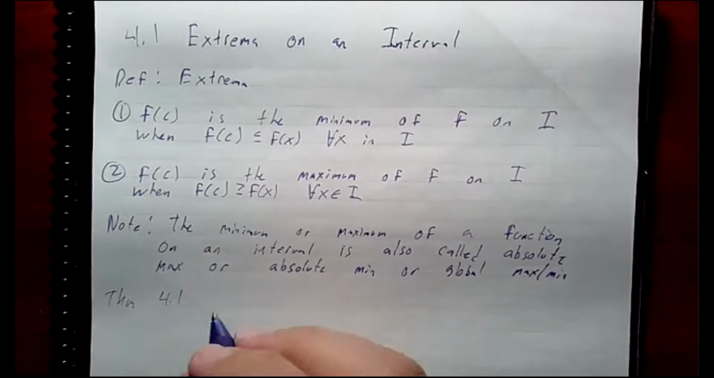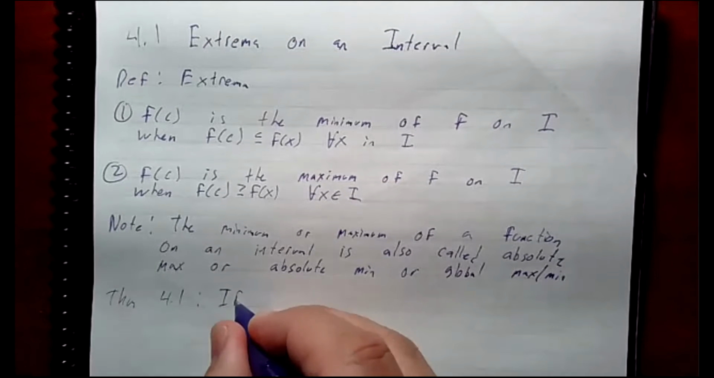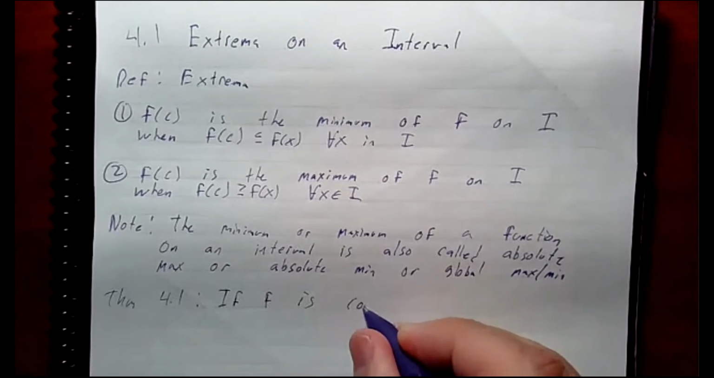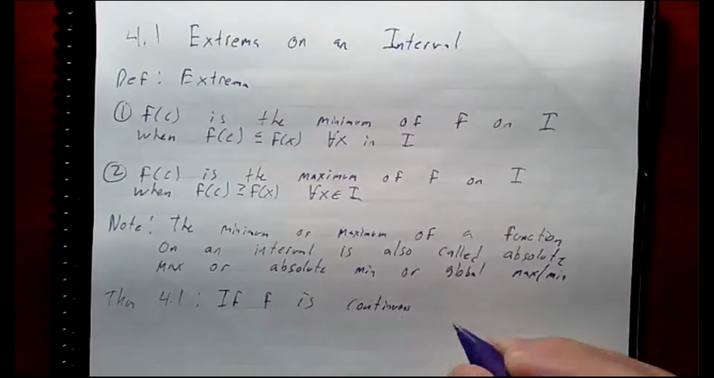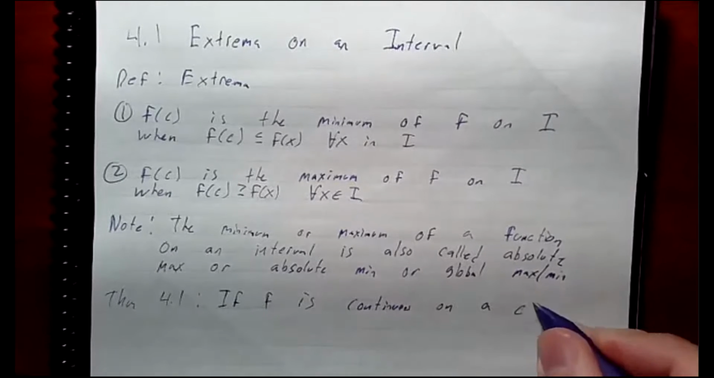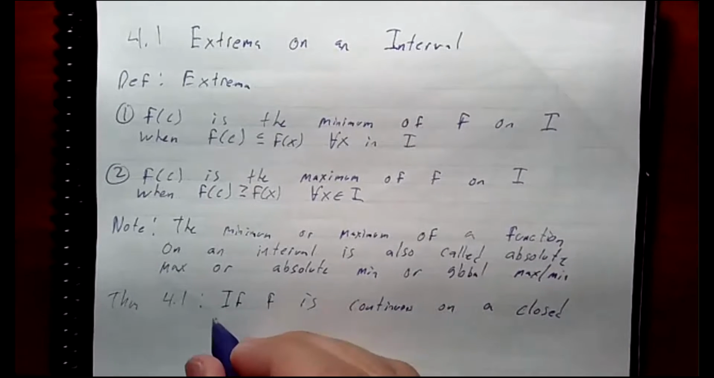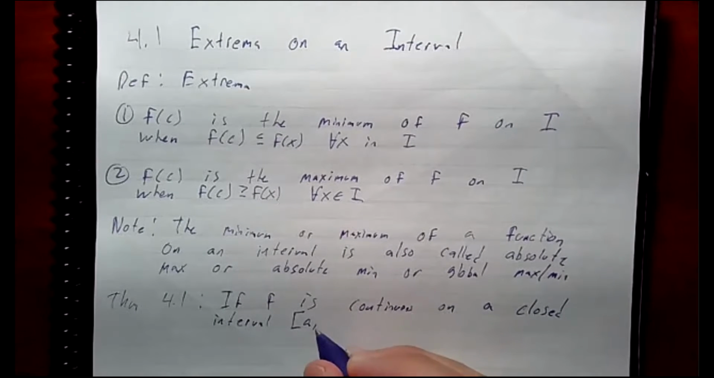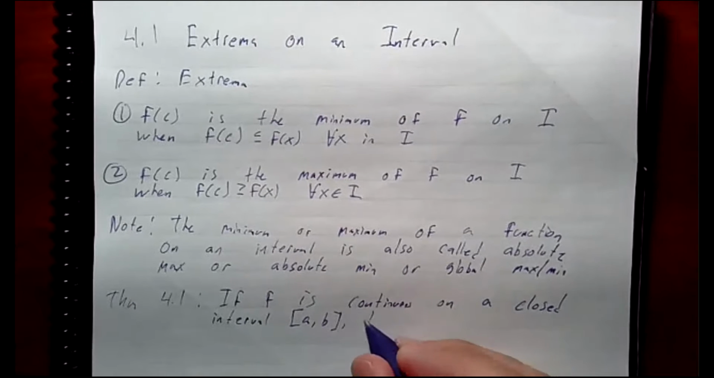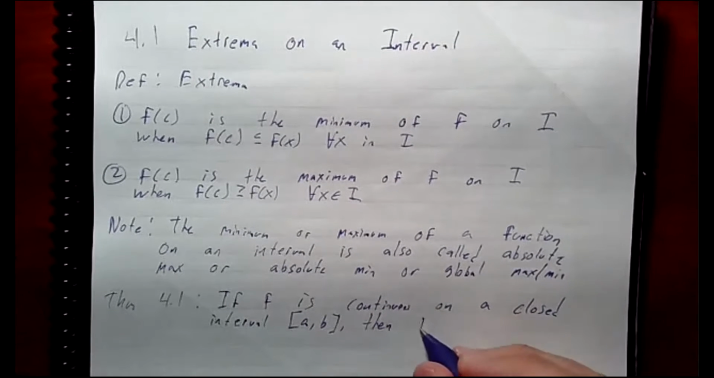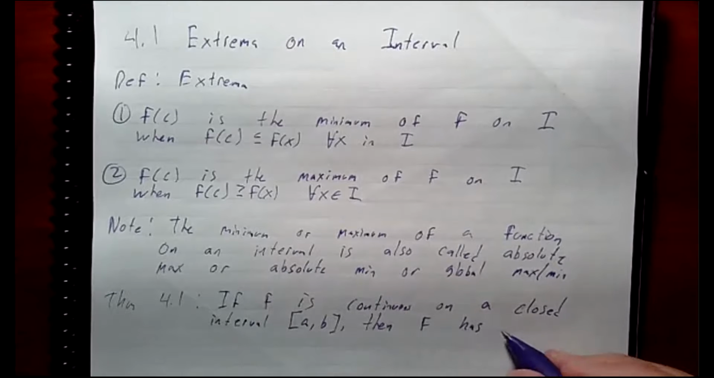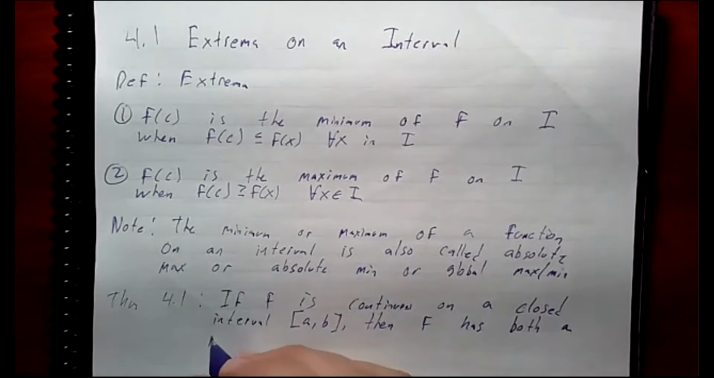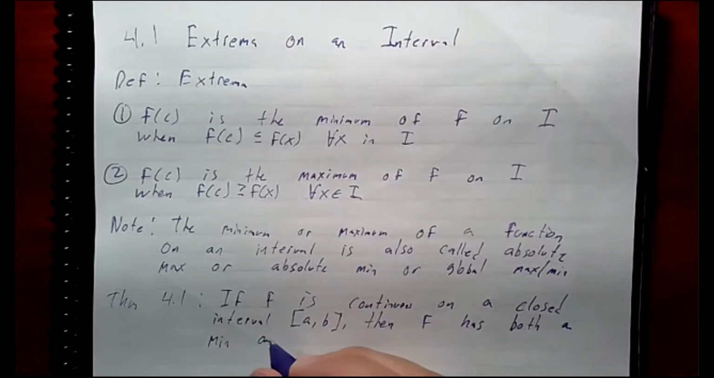Theorem 4.1. If f is continuous on a closed interval [a, b], then f has both a minimum and a maximum.